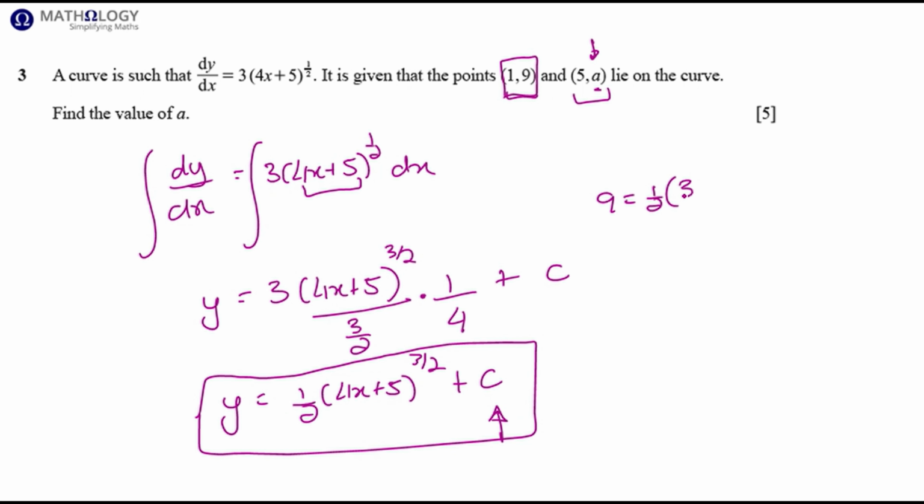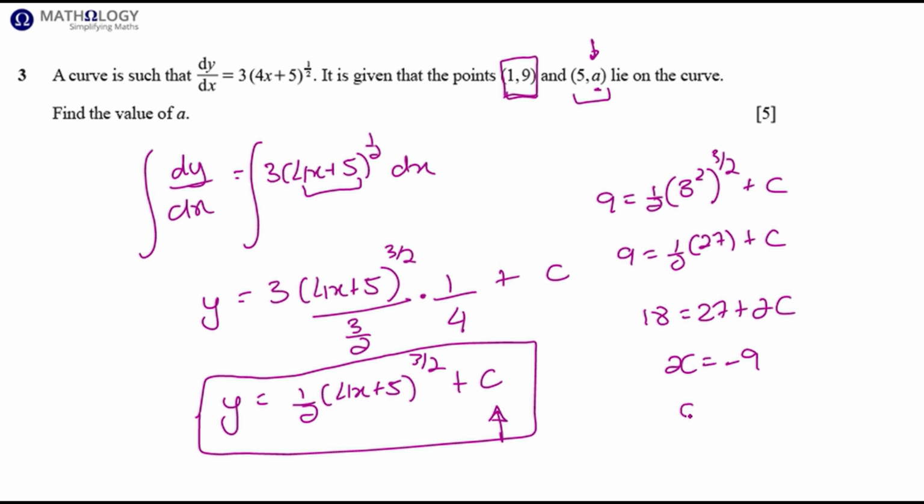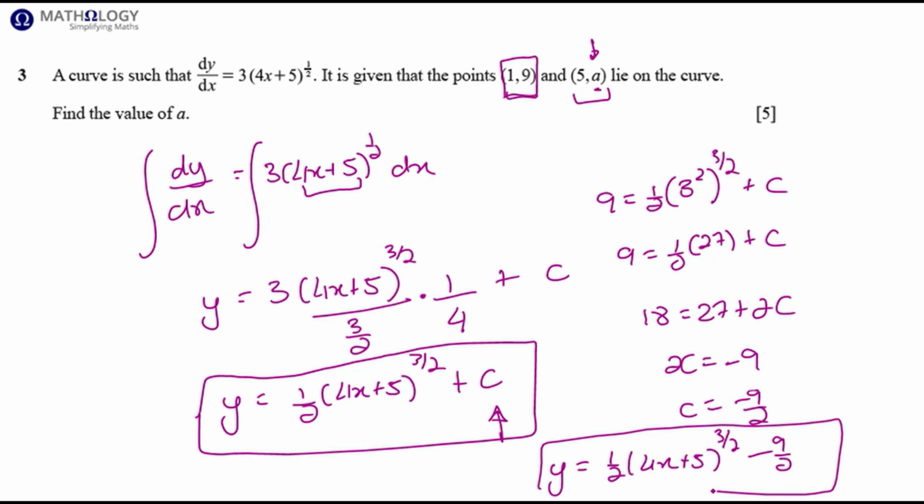9 is 3 squared, and that's to the power of 3 over 2, plus c. 9 equals a half. 3 squared to the 3 over 2 is 3 cubed, which is 27, plus c. 18 equals 27 plus 2c. 2c equals minus 9. c equals minus 9 over 2. So the equation of the curve is y equals a half (4x + 5) to the 3 over 2 minus 9 over 2.